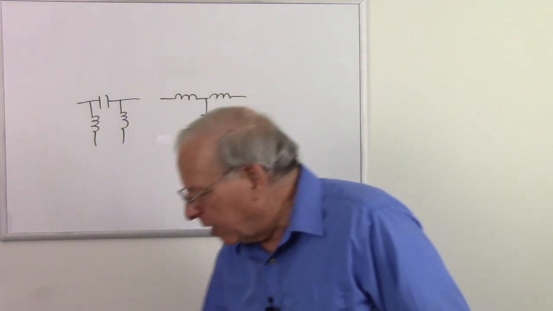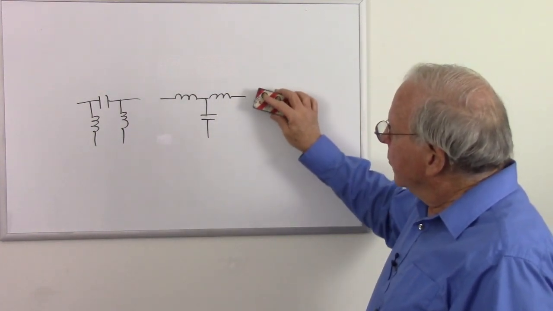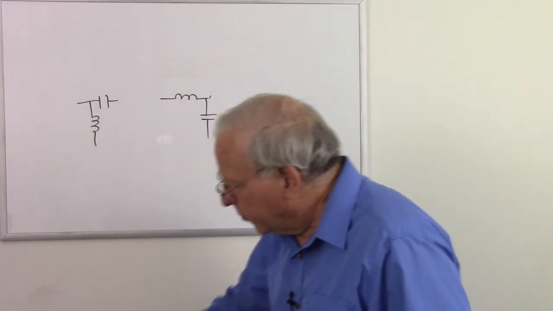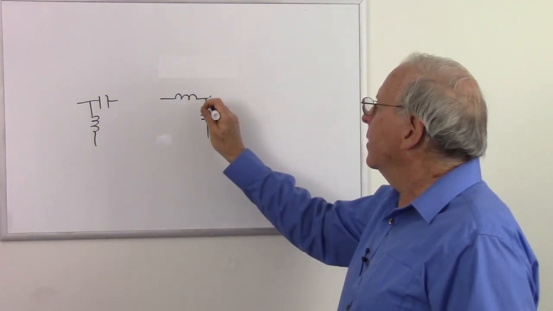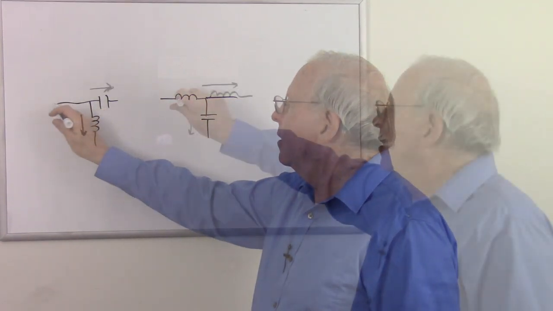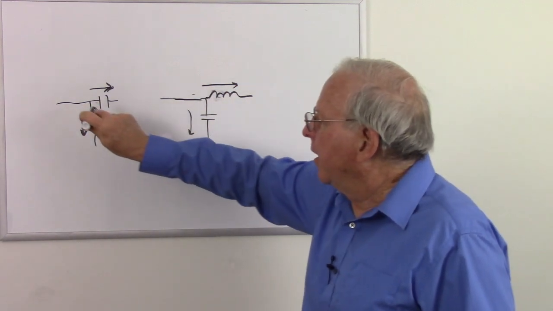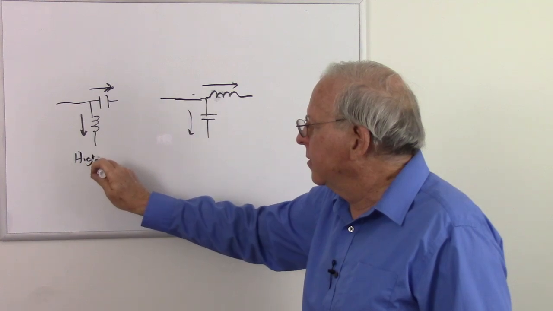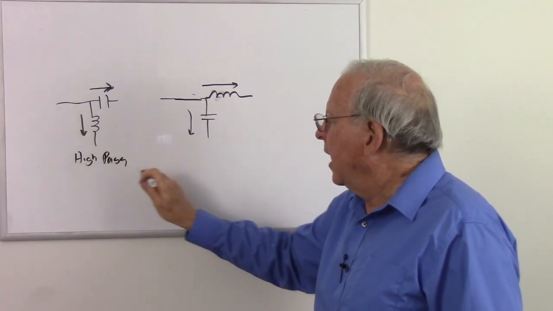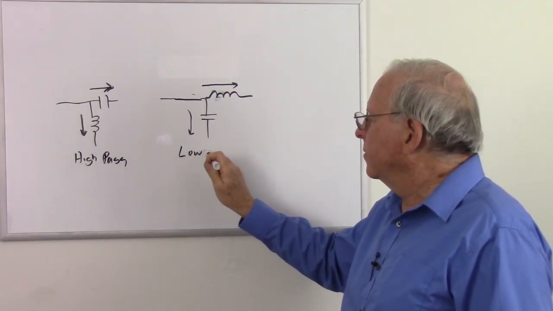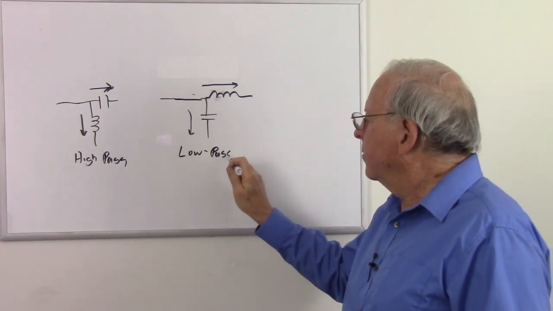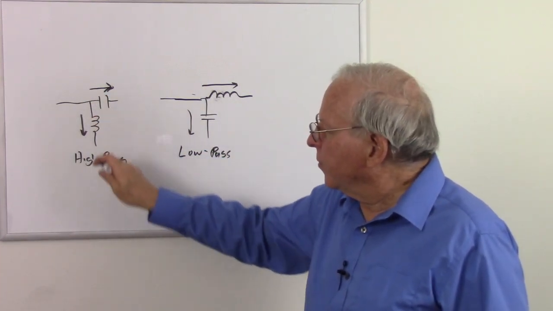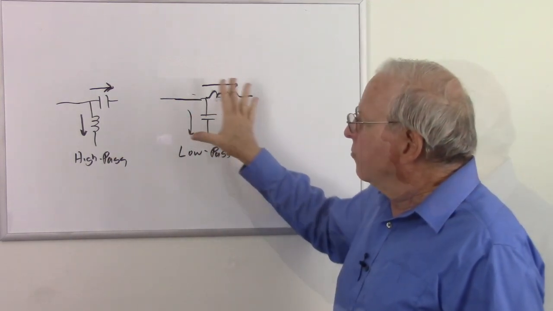Now before we move on, let's not forget another type of filter which we're kind of forgetting about, because we can also do this. Low frequencies go through the inductor, high frequencies go through the capacitor, so this would be a high pass, and this would be a low pass. So that would be an L filter because of the shape. So these are simple filters.